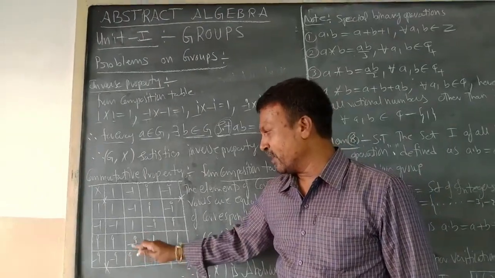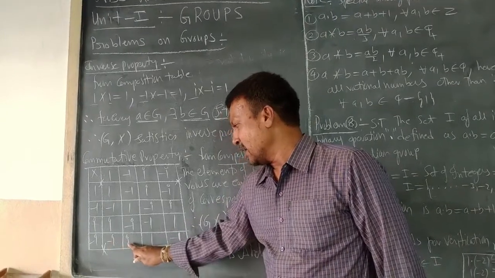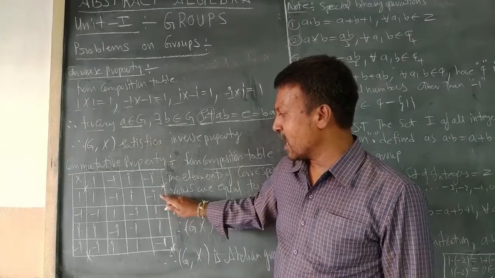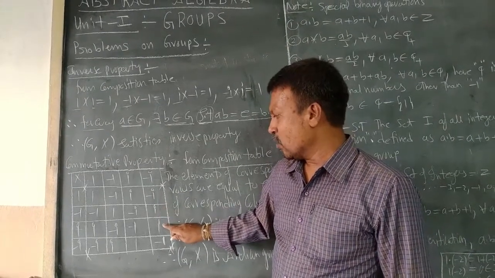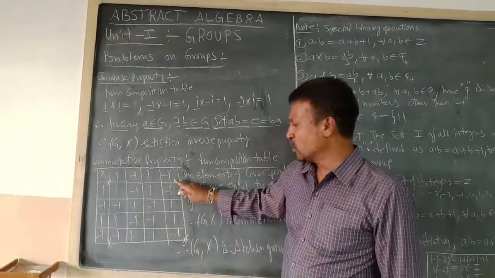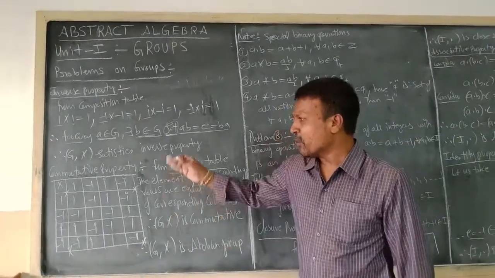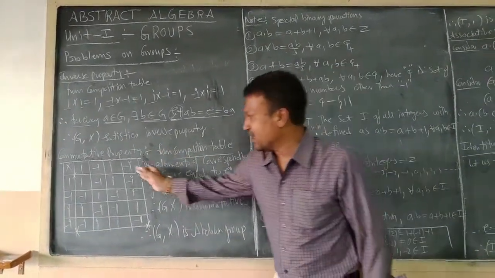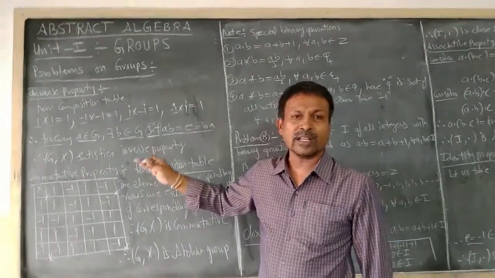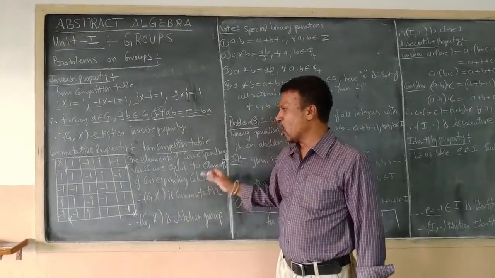Now I go for verifying the fourth row elements. The fourth row elements are minus I, 1, minus 1. In the same way, the fourth column elements are minus I, 1, minus 1. Therefore, the fourth row equals the fourth column. So from the composition table itself, by referring to the entries of all the rows and all the columns, we conclude that G comma into satisfies the commutative property.